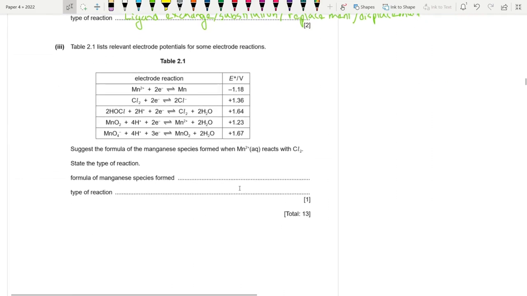Moving on, from now onwards you won't have access to the data booklet, so you have to use the values given here. So what is the formula of the manganese species formed when Mn2+ reacts with chlorine. So chlorine is an oxidizing agent, so chlorine will be oxidized. This is actually the reduction potential of chlorine. So the oxidation potential of chlorine will be the opposite. It will actually be minus 1.36. Okay.